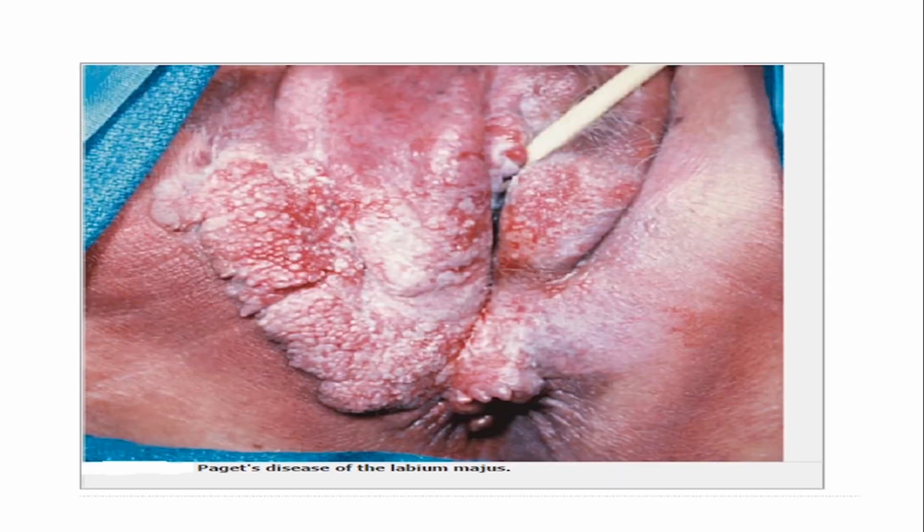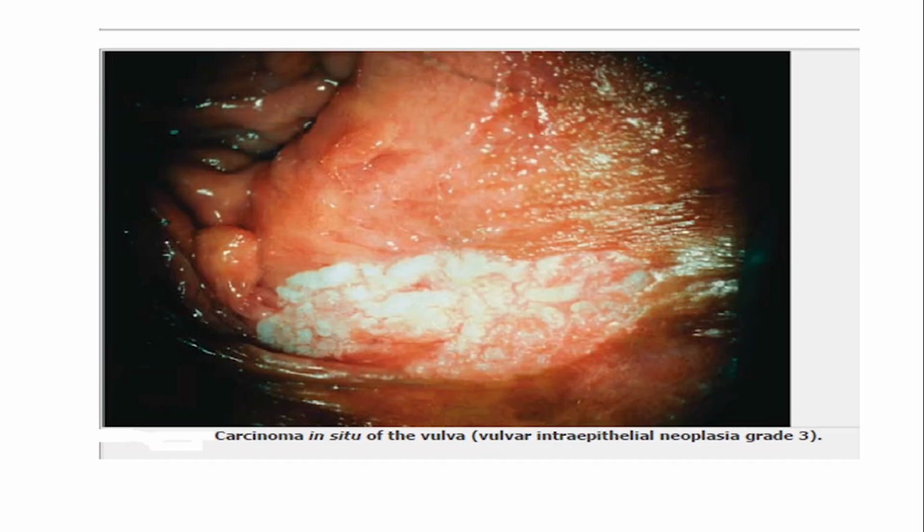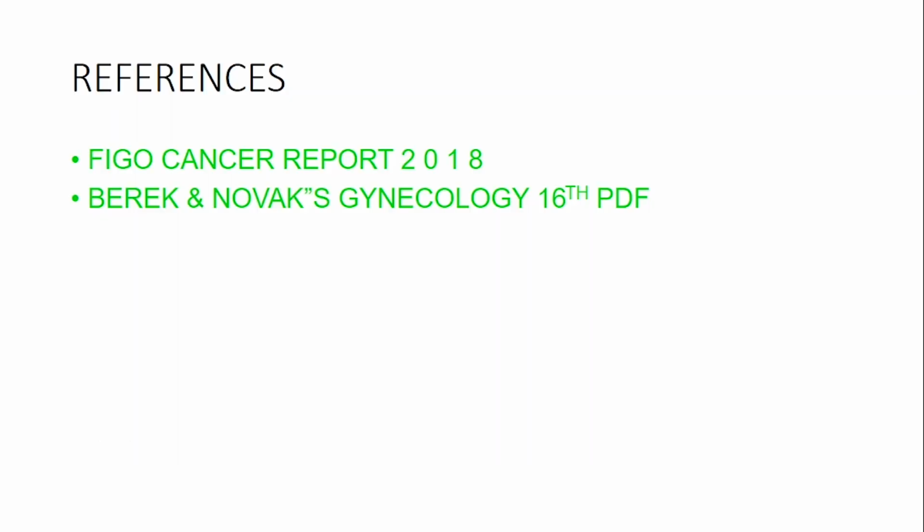An evident picture of Paget's disease for our interest is on the right labia, and it goes extensively, almost extending the whole of the perineum and getting near to the anus. This is also carcinoma in situ, which is a progression of Paget's disease at this time. It's vulvar intraepithelial neoplasia, grade 3.